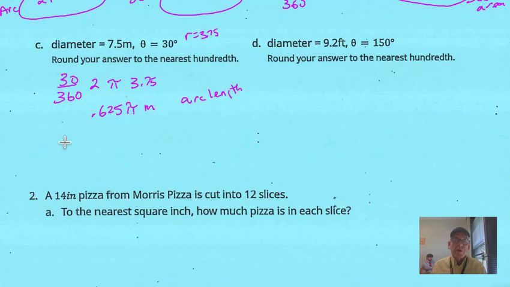If I'm going to do the sector area, we have 30 over 360 times the area formula, which is pi r squared, and 3.75 squared. Let's see what we get. So we have 30 times 3.75 squared divided by 360 comes out to be 1.17 pi, and we're talking about meters squared for sector area.